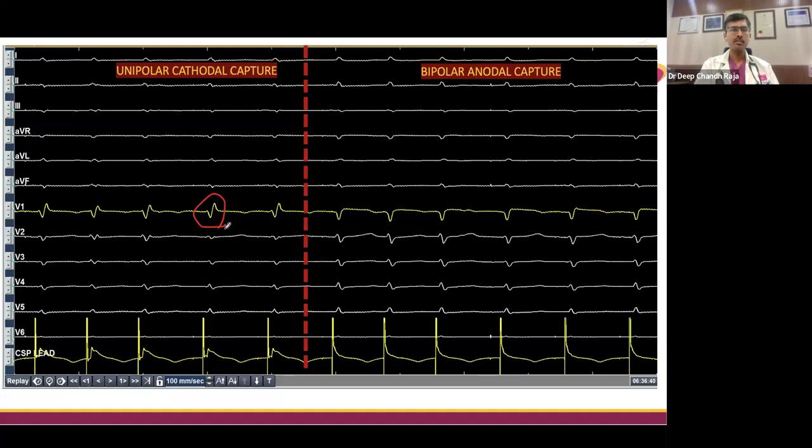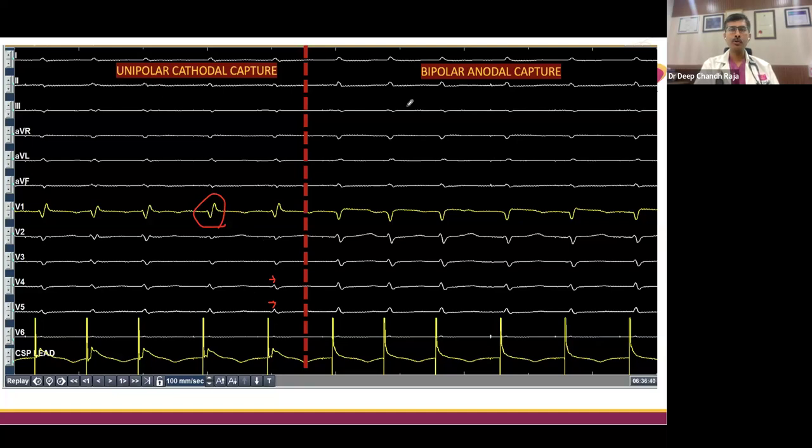As shown here, this is unipolar cathodal capture, which is showing capture of the left bundle, hence the right bundle branch block morphology, very narrow QRS. As you can appreciate in V5, V6, the LVAT, the stim to the time to the peak R wave, is less than 70 milliseconds. This particular trace is at 100 millimeters per second speed. So the resultant QRS was very narrow, around 90 milliseconds. And this was concluding evidence that we did capture the left bundle.